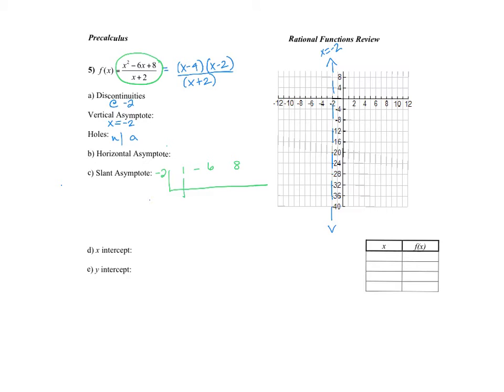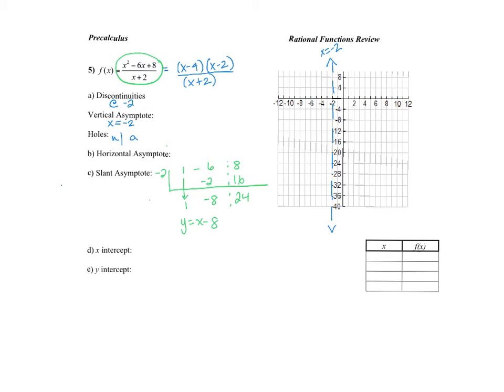So remember, you bring down the 1. 1 times -2 is -2. -2 plus -6 is -8. -8 times -2 gives us 16. And we're left with a remainder of 24. So our equation, and we're going to disregard the remainder, is y equals x minus 8. That means we're going to have a slant asymptote at the line y equals x minus 8.